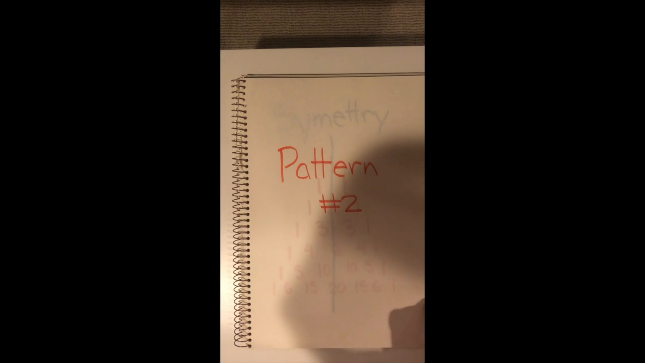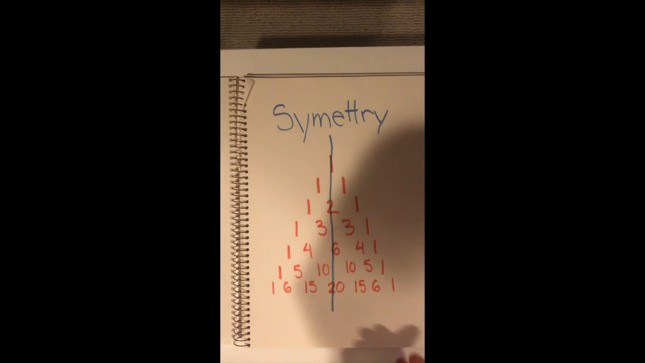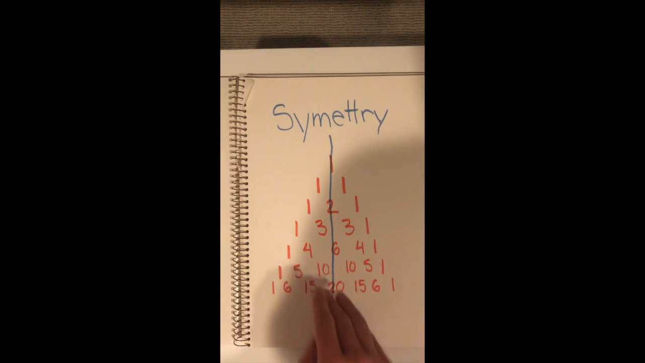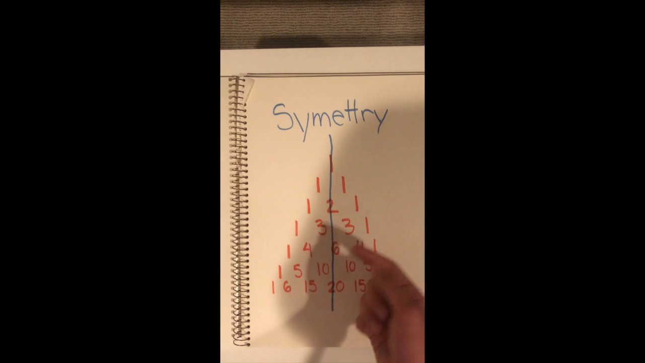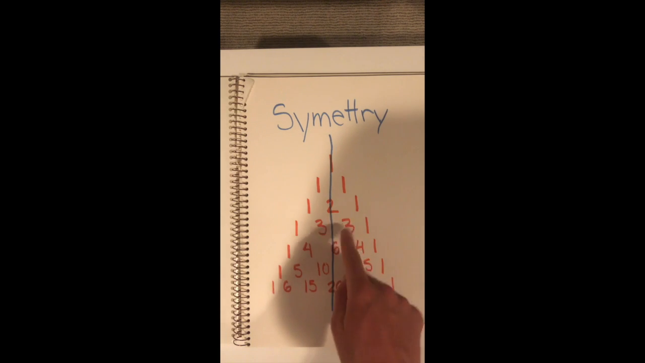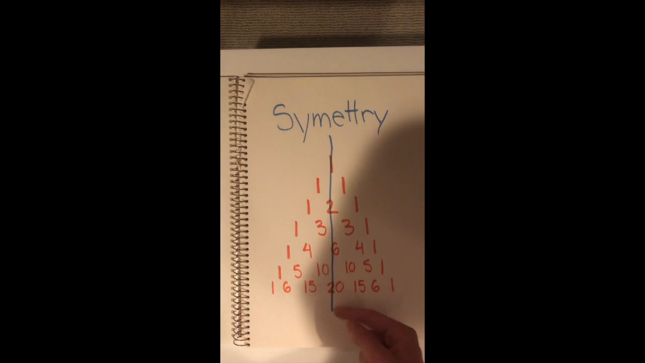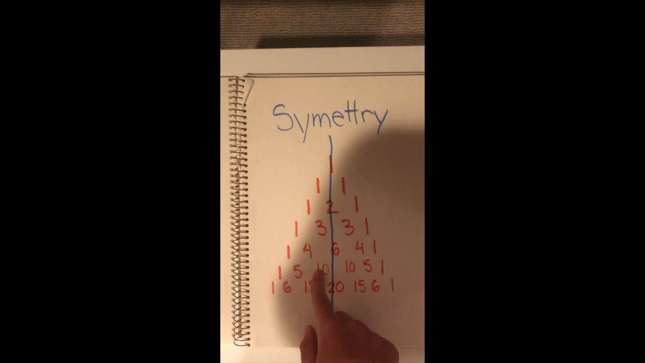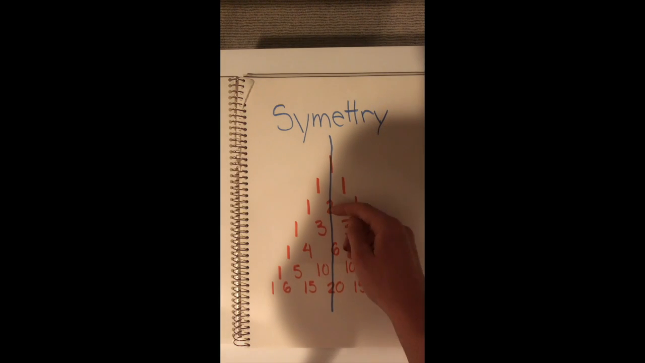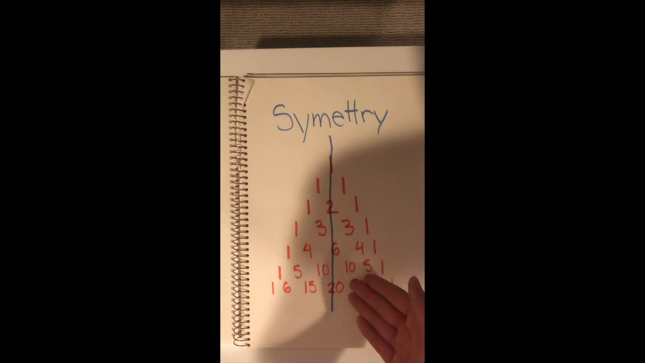Pattern number 2, symmetry. As you can see, Pascal's triangle is perfectly symmetrical, with each number being reflected in its spot on the other side. As you can see, 3 and 3 are reflected perfectly across the line of symmetry, which is this blue line, and every other number is reflected as are 3 and 3. If a number crosses with the line of symmetry, it is not reflected, but stays in the same spot it would be.